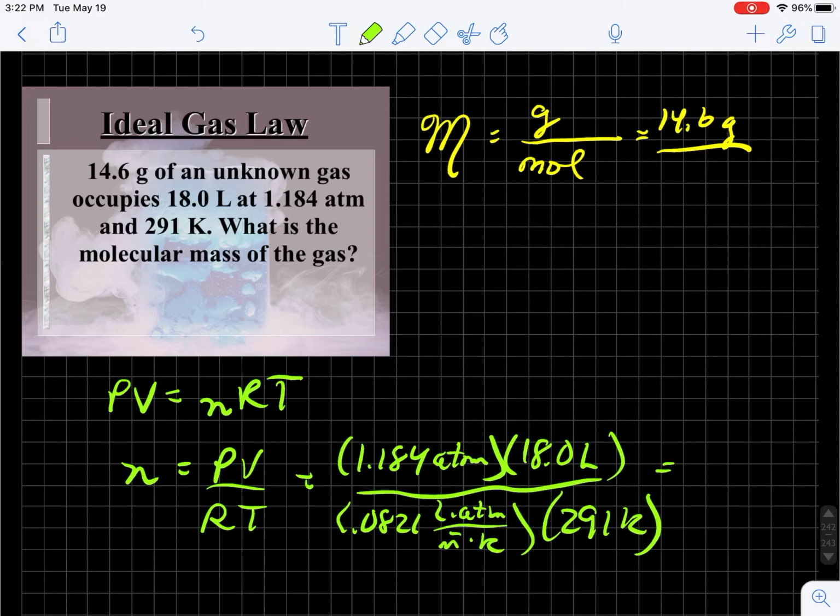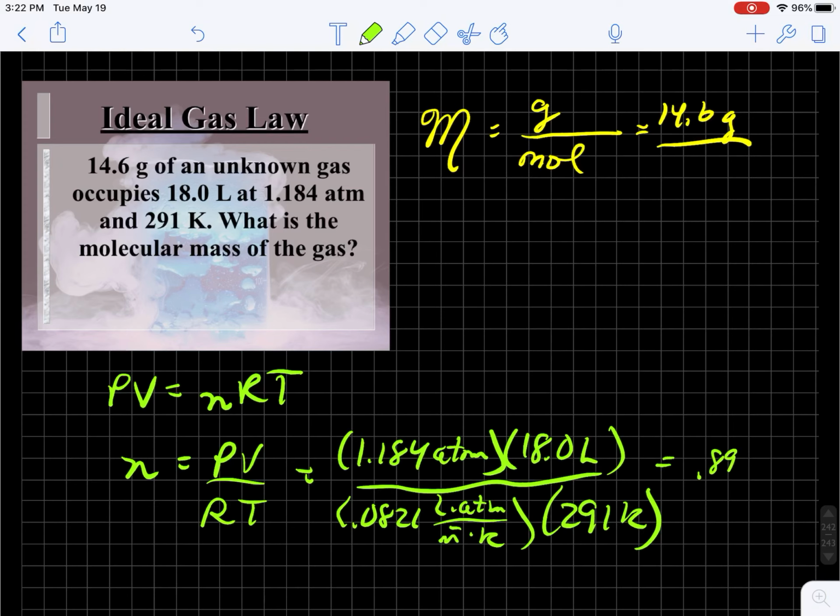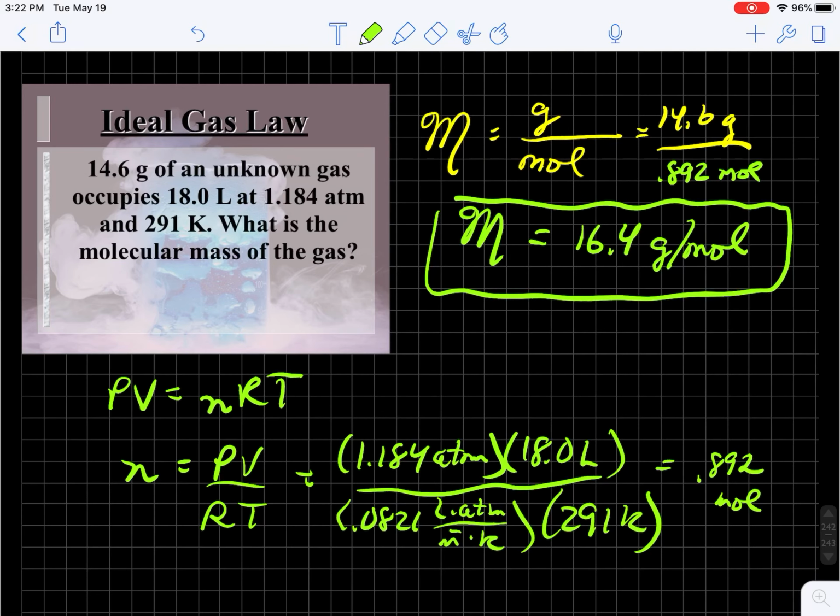All right, so how many moles do we have here? 1.184 times 18 divided by 0.0821 divided by 291. I get 0.892. Substitute that in. And I get a molar mass of 14.6 divided by 0.892, or 16.4 grams per mole.